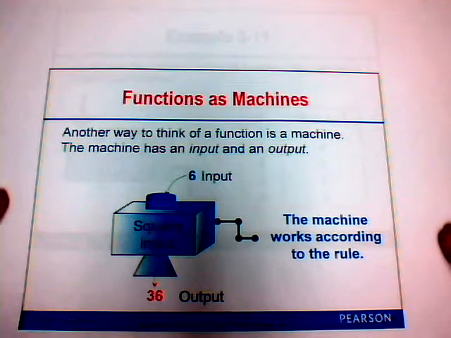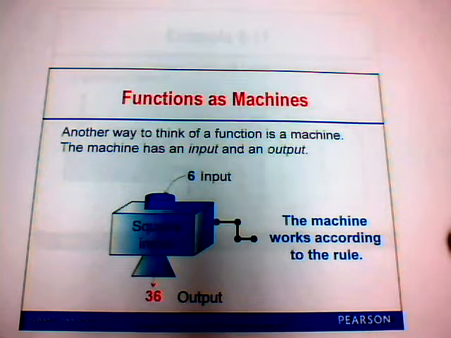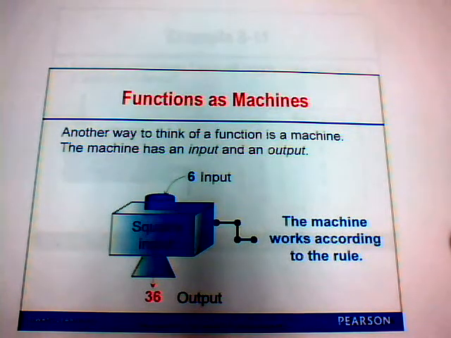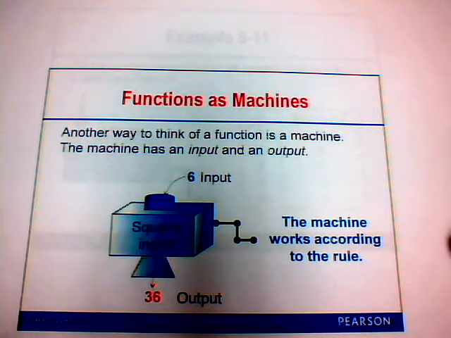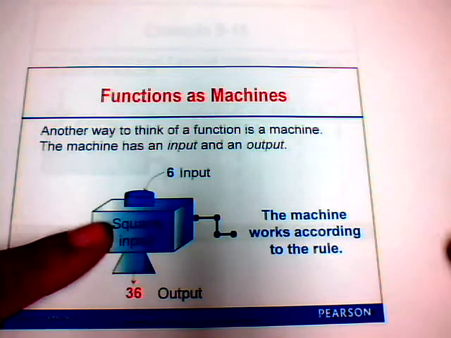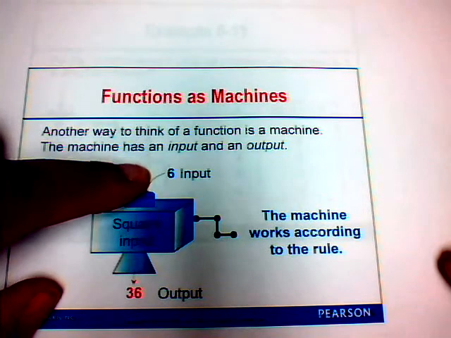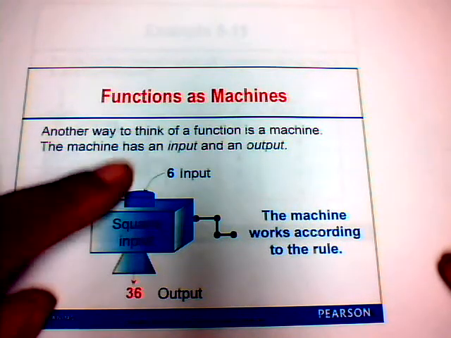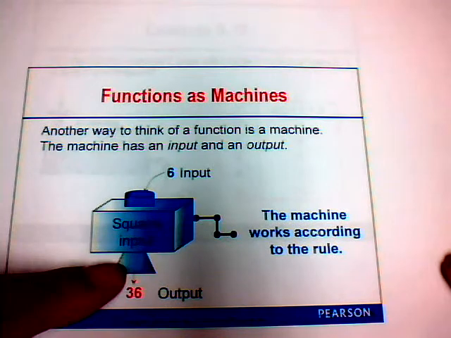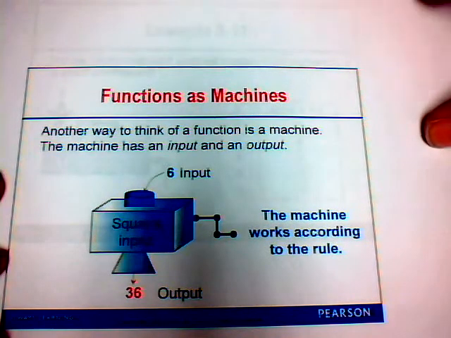Next, we'll look at functions as machines. Another way to think of a function is as a machine. The machine always has an input and an output. And the machine will work according to the rule that is set. So in this particular situation here, we're going to square the input. That means if we put in a 6, for example, and we want to square 6, that's 6 times 6, which will give us the output of 36.